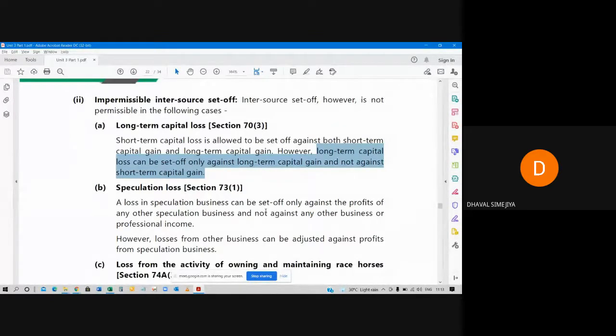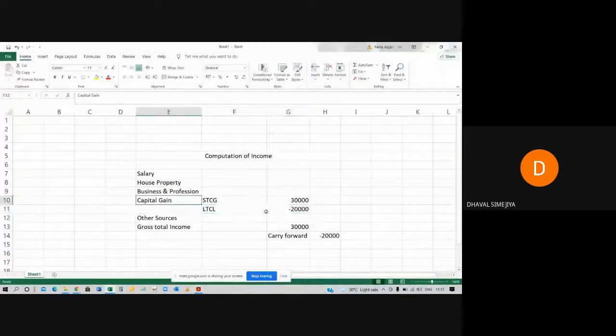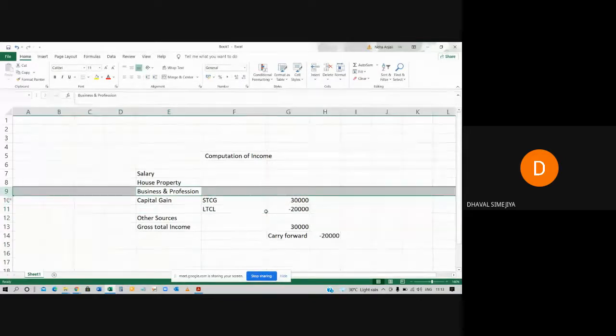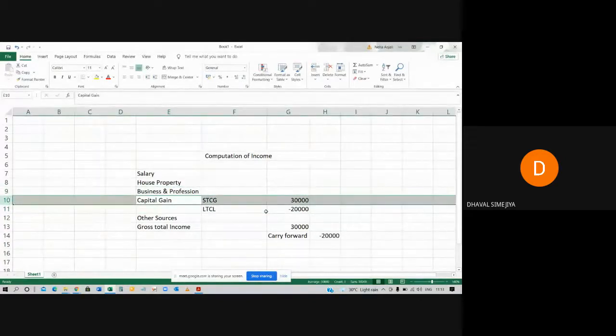We are right now talking about inter-source only, okay? Only inter-source from one source only. We are not talking about inter-head. Inter-head means income in business and profession and loss in capital gain. So will it be set off or not, that we will discuss later on. Right now we are learning inter-source only. Inter-source means from one head of income, there is profit and loss, both. Then will it be set off or not.